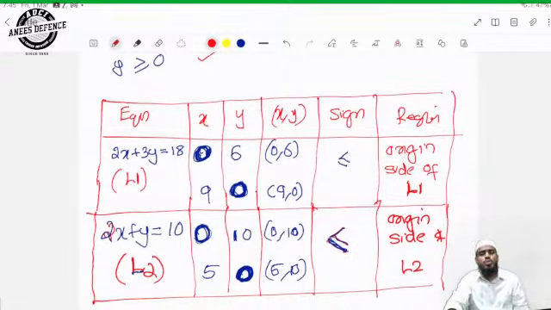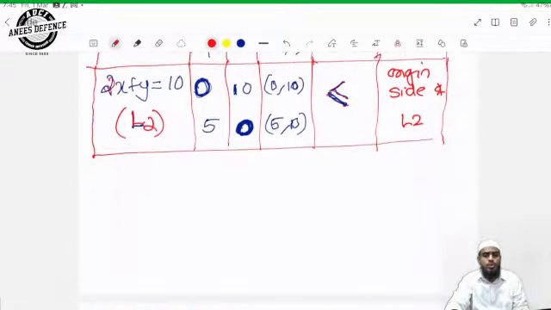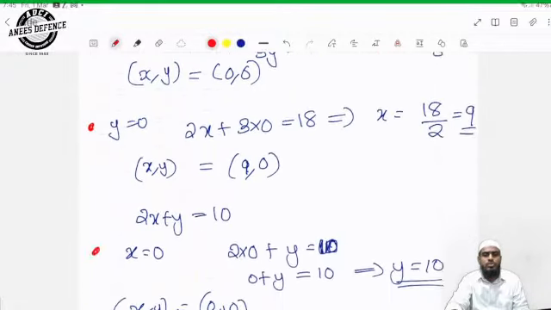So now you have to put any value for x. For simplicity, I choose x is equal to 0. So in the first case, 2x plus 3y equal to 18. When you are putting x is equal to 0, y equal to 6. So you are getting a coordinate 0, 6. When you are putting y equal to 0, you are getting x is equal to 9. You are getting 9, 0 as the coordinate. So by connecting 0, 6 and 9, 0, you are getting some line like this.